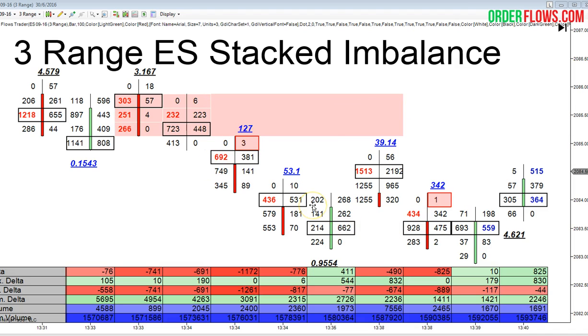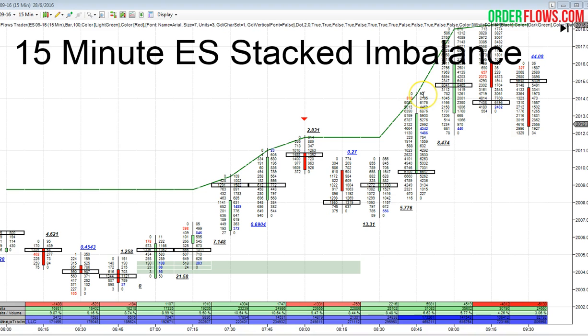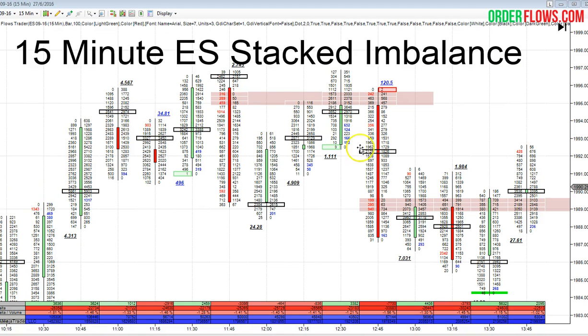So it's a 2-point move. It's a 3-range chart, so you're getting 4 price levels. To get 2 points is good on a 3-range chart. On a 15-minute chart though, you're looking for higher profits. You're looking for bigger moves, and you see it here. That's why you're able to get 10 points. Even in this other chart, at a minimum, you should be looking at 5 points.